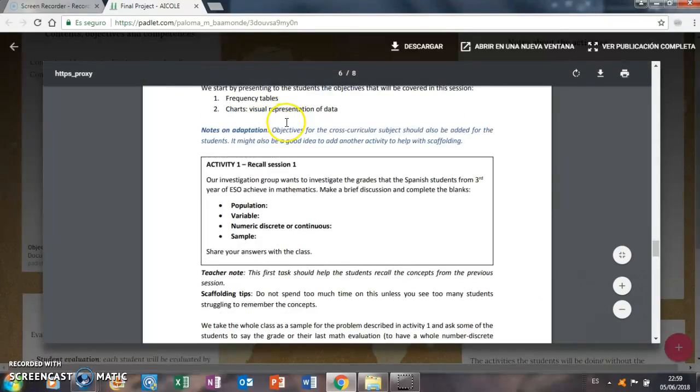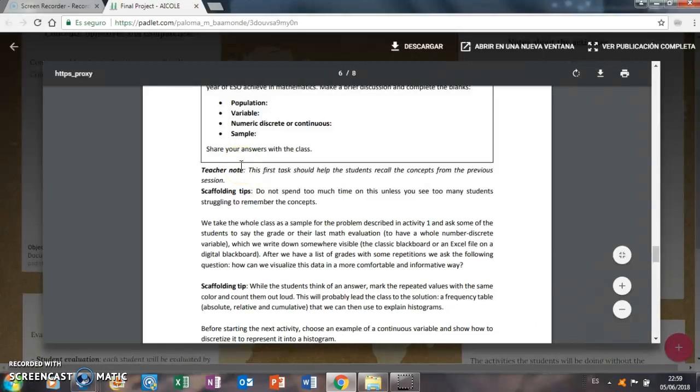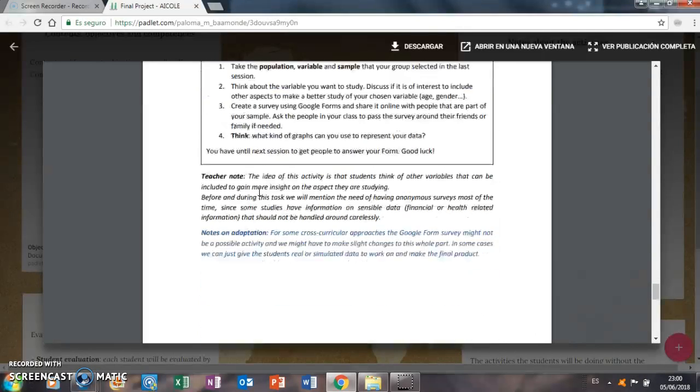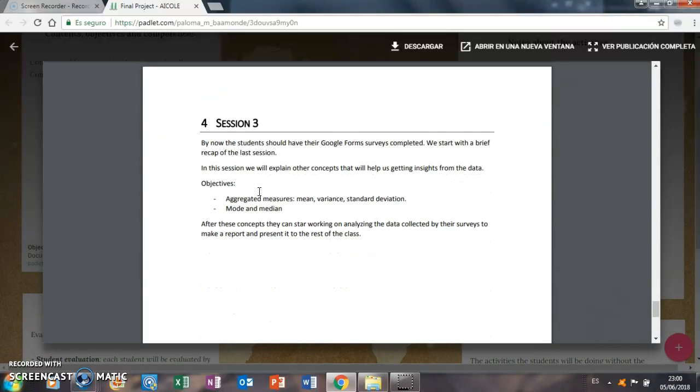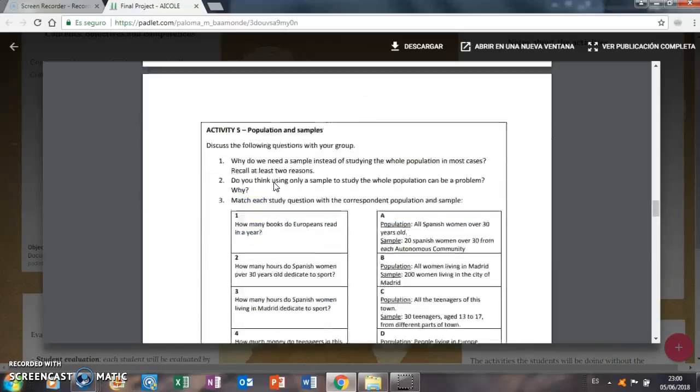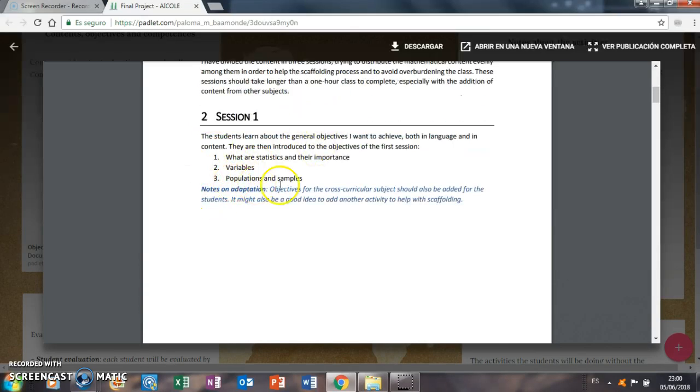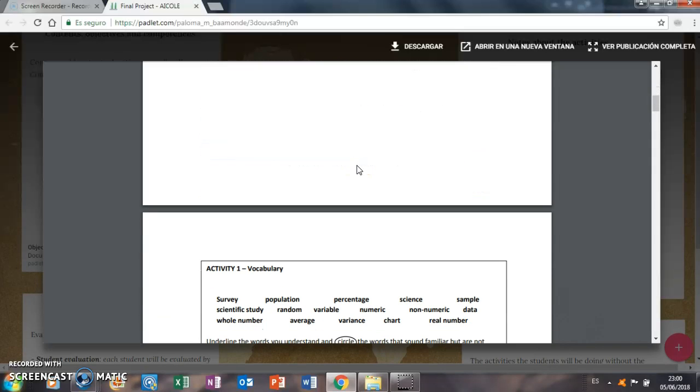Then we will move on to more mathematical content like frequencies or graphs, data representation, and by the third session, which I didn't have time to plan, I was planning on taking aggregated measures and mode and median. I plan on doing it this way because my idea is that for a final project, the students have to make an investigation of their own. That means on the first session, we start by defining what variables are, what population is, and what samples are. The objective is that they start thinking in terms of variables, populations, and samples, so they start thinking of a question they want to answer.